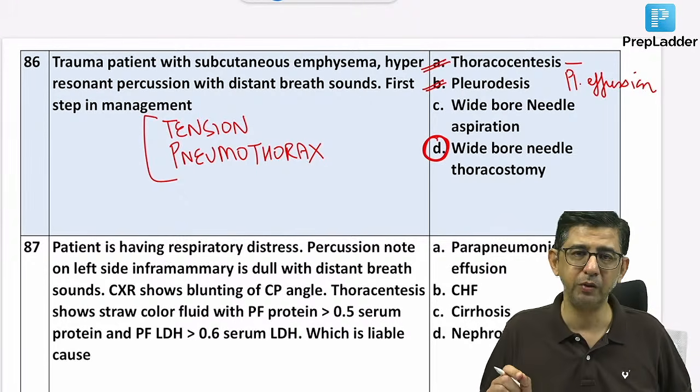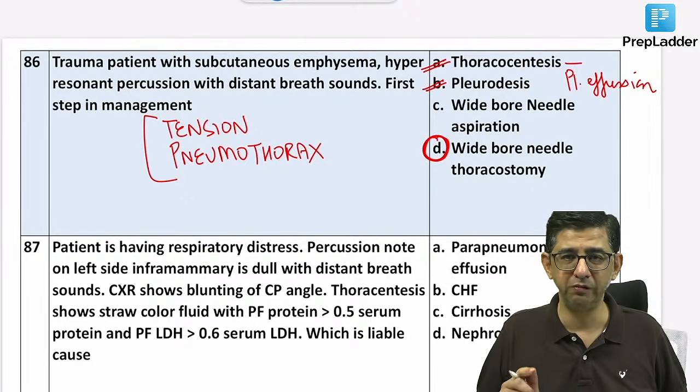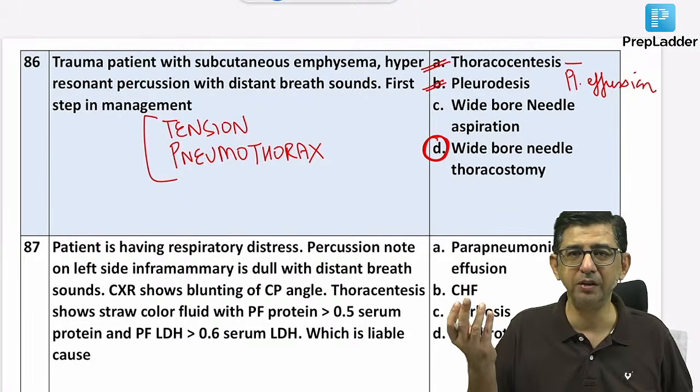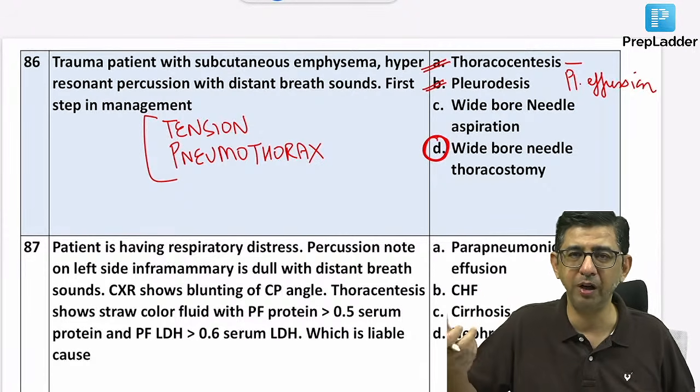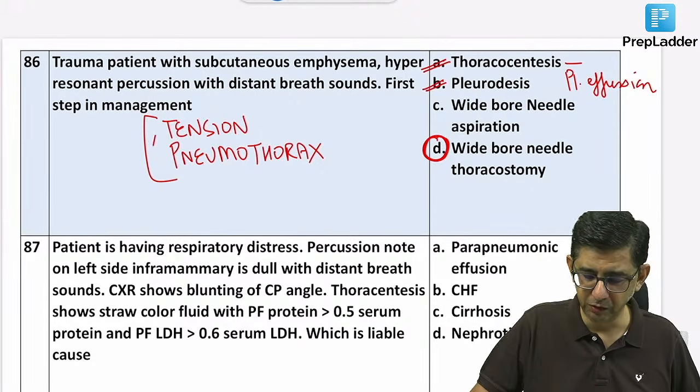Exact replication of the question that came in the previous session, guys. It's not a wide bore aspiration. It is a wide bore needle thoracostomy. We just put a needle in the chest, right? And the air comes out by itself. I did not say that I'm trying to suck out the air using a syringe. So it is a wide bore needle thoracostomy that would be done for this case of tension pneumothorax.